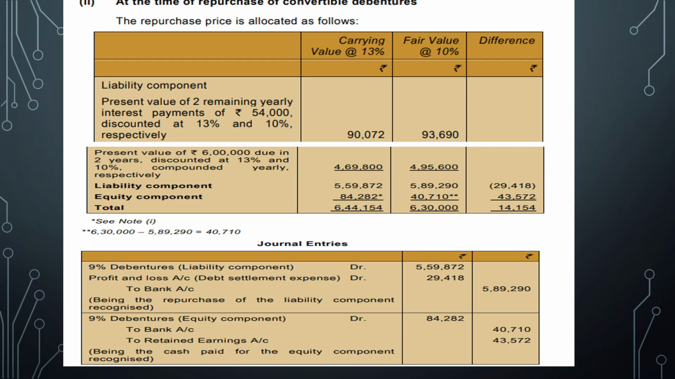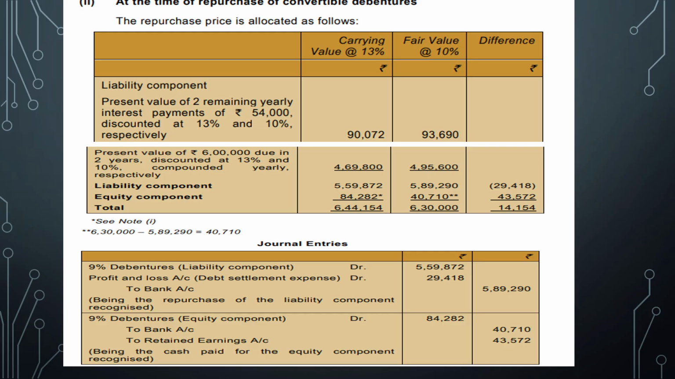So moving on to the second part of the question, at the time of repurchase of convertible debentures, you got to compute the PV factor for the carrying value and the fair value, the difference, so at 13%, 10% respectively. So if you do compute the PV factor, it will give you 90,072 and 93,690 respectively, and based on the two, we will arrive at the liability component. The catch thing in this, you should be very careful, is this, on the fair value, the computation of equity component, that is nothing but the repurchase price 6,30,000, which the PS Limited agreed, minus the liability component. So that will give you 40,710.